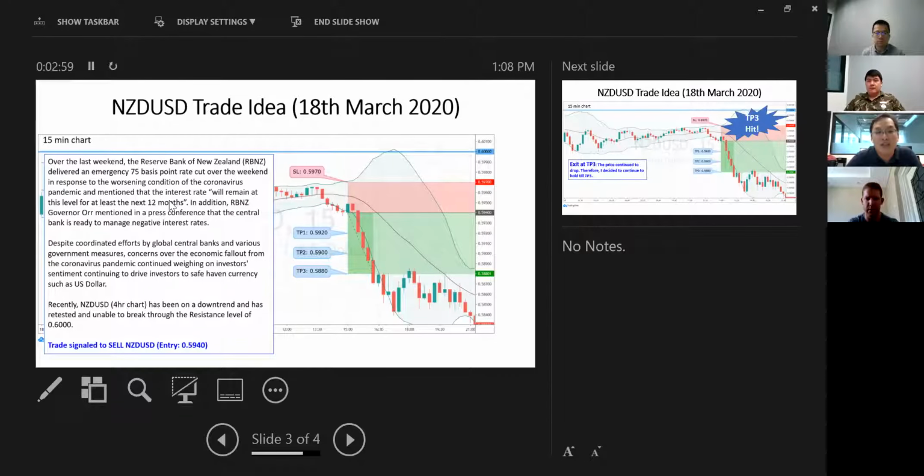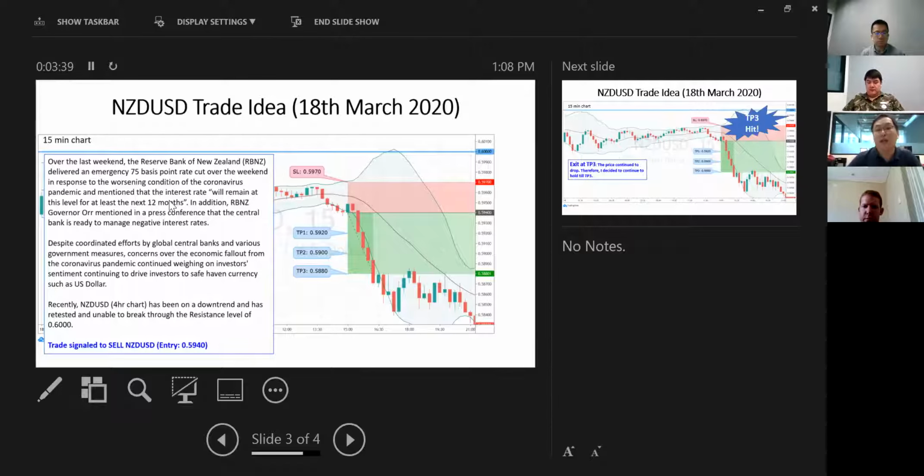Bank of New Zealand issued an emergency 75 basis point rate cut in response, again, to the coronavirus pandemic. Very interestingly, they also mentioned that the interest rate will remain at this level for at least the next 12 months. And one of the statements I read was that Governor Orr mentioned in the press conference that the central bank is ready to manage negative interest rates. Although they will not go to negative interest rates yet, if need be, they could manage it. So it tells me they are looking at the market for the New Zealand dollar as not so positive, right?